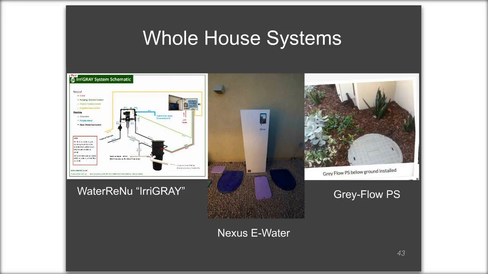Nexus eWater, that's a system that also can capture the heat from gray water, so it uses heat pump technology, so you can actually reduce your energy use in your home by capturing the heat of your gray water, as well as using it for irrigation. Gray Flow, there's a whole bunch of them now.